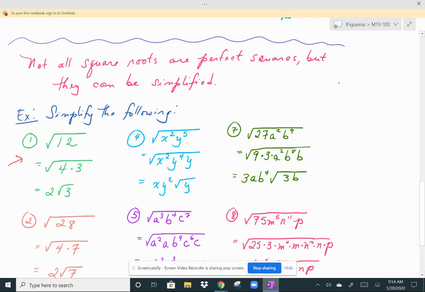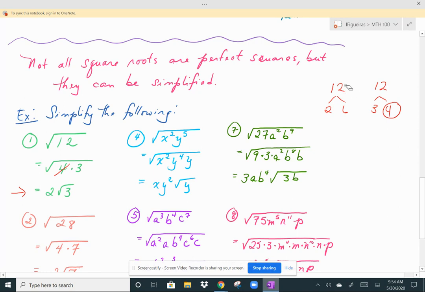So with 12, you have a couple of options. I have 2 and 6, and I have 3 and 4. So 2 and 6, it doesn't help because 2 and 6 are not perfect squares, but 4 is. So I rewrite 12 as 4 times 3. Now what is the square root of 4? Square root of 4 is 2. So that comes out of the radical, gets written in front of the radical, and then the 3 stays inside the radical because it's not a perfect square.